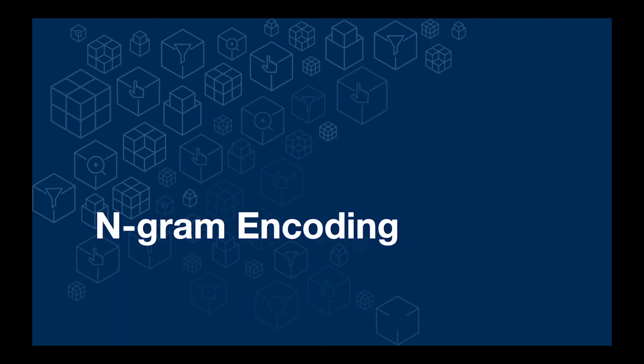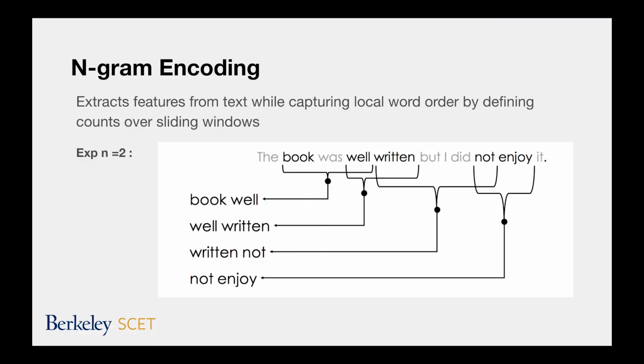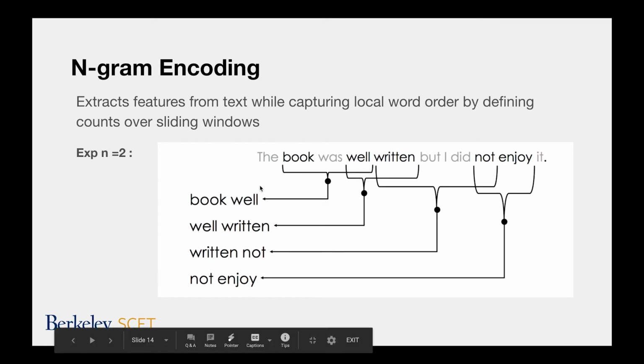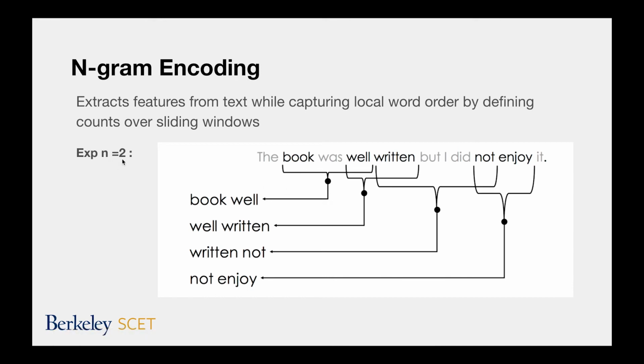So the next topic that we're talking about is n-gram encoding. This is useful when you're trying to capture local word order. For example, if you're trying to keep words in twos together, you would use n equals 2. This means it looks at the two words that are next to each other after stop words have been removed. So book well, well written, written not, and not enjoy.